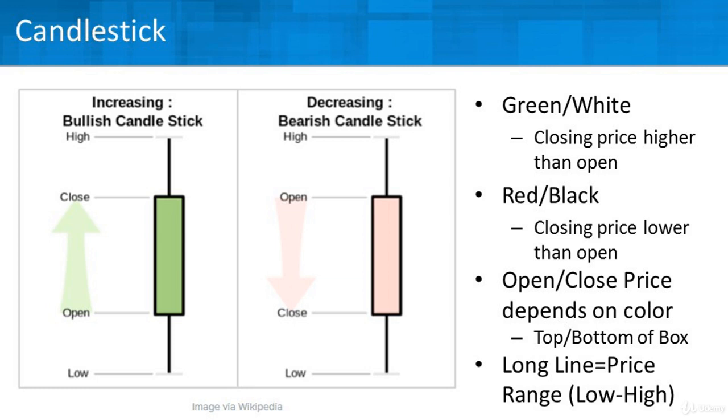Bull means it's rising, bear means it's falling. But when you look at the colors, you can tell that too. And that's what you'll see. So if we look at, let's say, the green one as an example, we can see that it opened at the bottom of the rectangle. It closed at the top of that rectangle, which was its opening price and closing price.